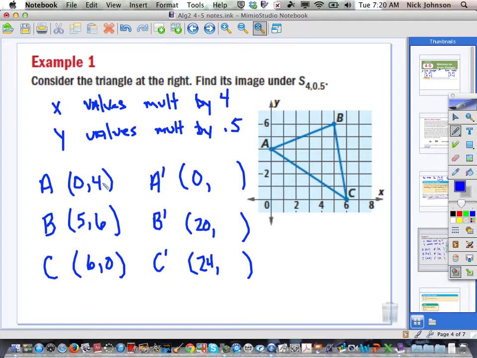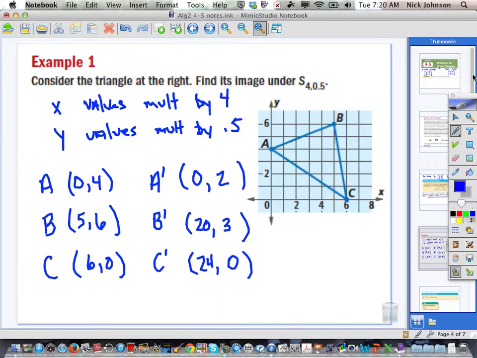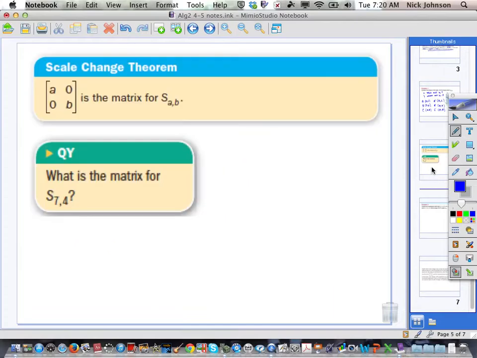My y values, I'm taking it times 0.5, so multiplying it by a half. 4 times a half is 2. 6 times a half is 3. 0 times a half is 0. And now if you could plot those points, if I had a little bit bigger graph, and very handily, okay. Moving on.